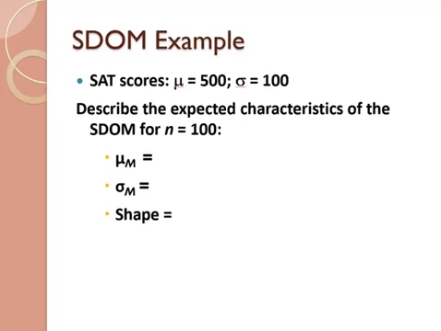So describe the expected characteristics for the sampling distribution of the mean when n equals 100. What would we expect the sample mean to be? What is our standard error of the mean? And what do we expect the shape of our sample distribution to look like? Go ahead and pause the video, answer these questions, and I'll give you the answers on the next few slides.